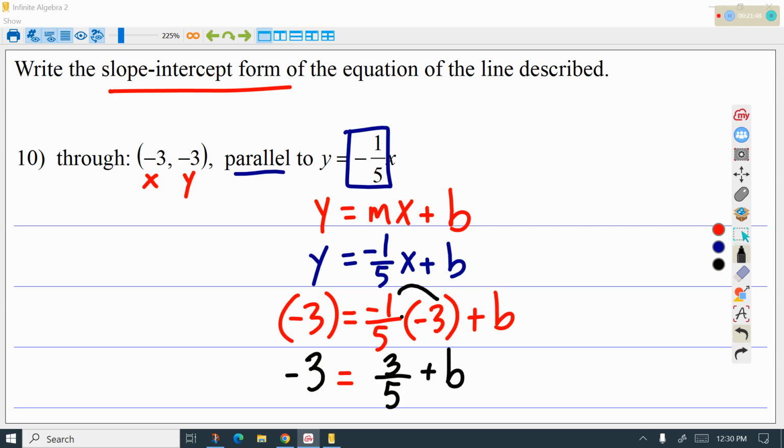Okay, so now this is all equal to b right here. I'm sorry. -3 is equal to 3/5 plus b. So now I want to get b. I want b equals, and I want to push that 3/5 to the other side. So that means I have to subtract 3/5 from both sides, right? So I'm going to shrink this down a little bit so that we can get through this.